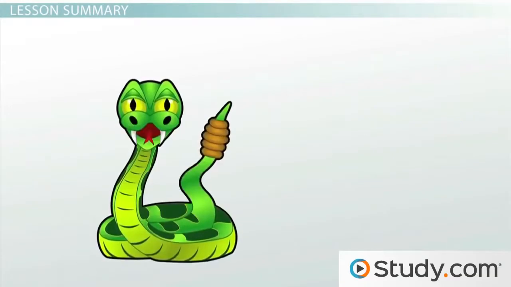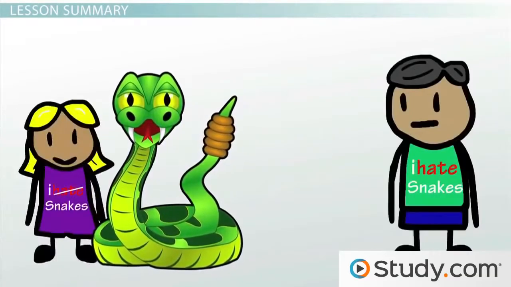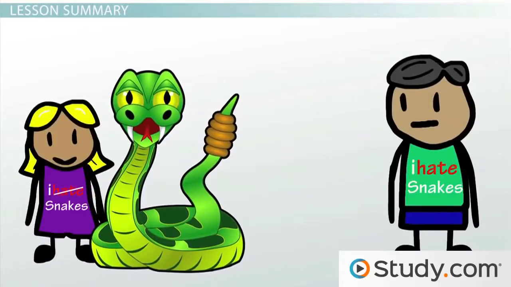Let's return to our original example now. After understanding how the social cognitive theory works, do you think you could learn to not fear snakes by simply observing other former snake-phobic people handling snakes?